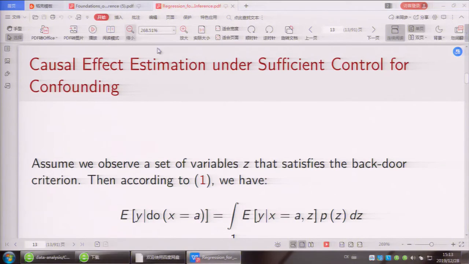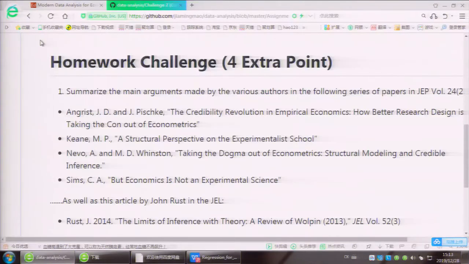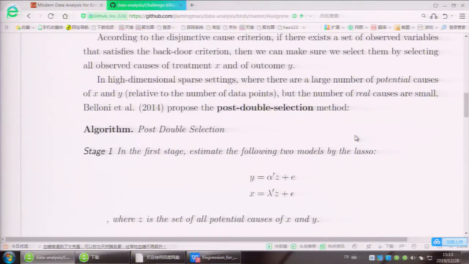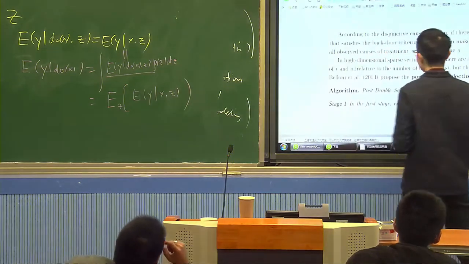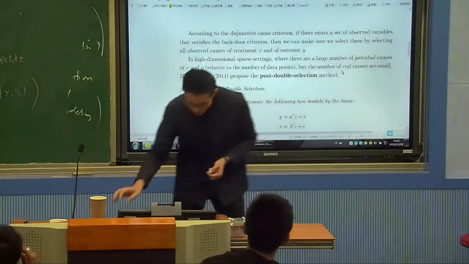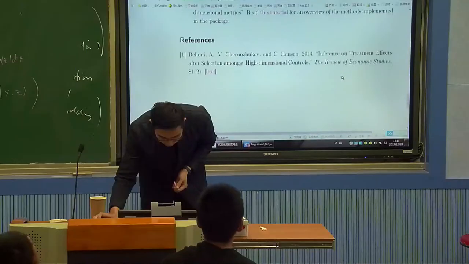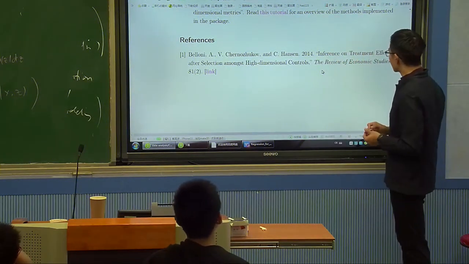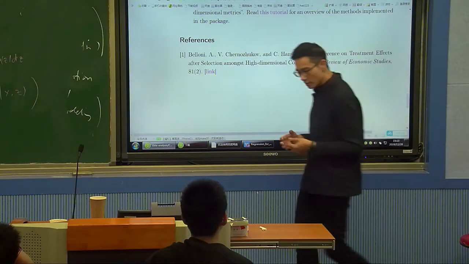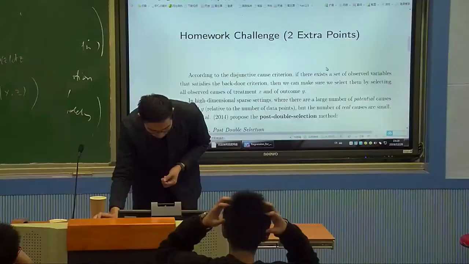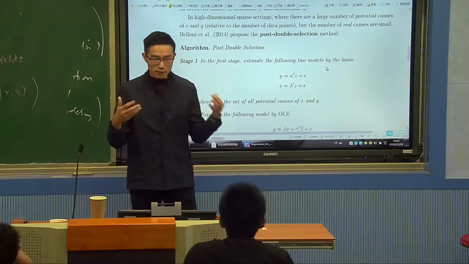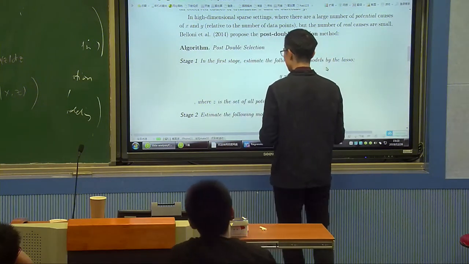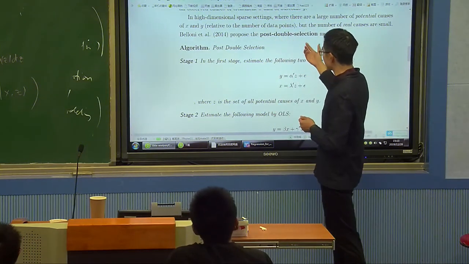All right. So that brings us to another challenge. This challenge is to read a paper. It is based on the paper by Belloni, Chernozhukov, and Hansen in 2014, called Inference on Treatment Effects After Selection Among High-Dimensional Controls. The method that these authors propose is essentially a disjunctive cause criteria kind of thing, but applying lasso to it. The algorithm they propose is called the post-double selection method.